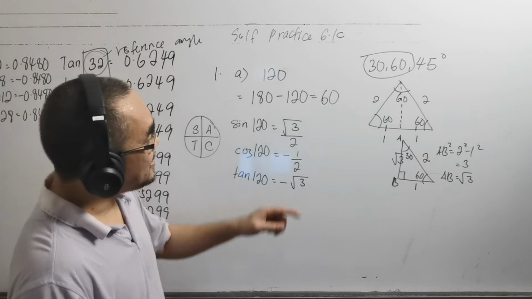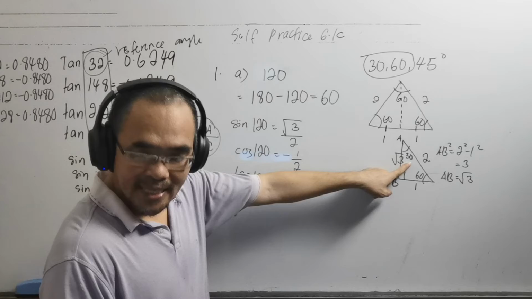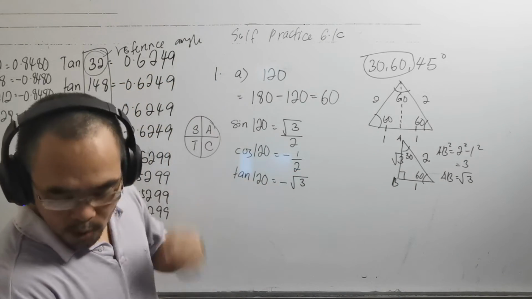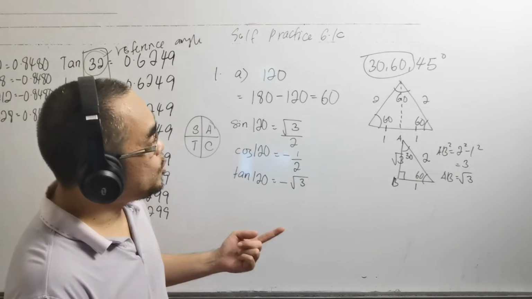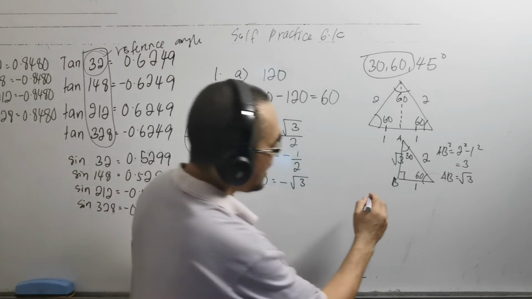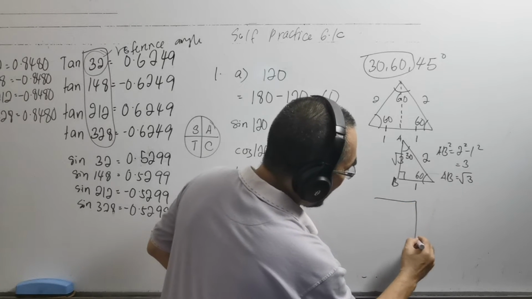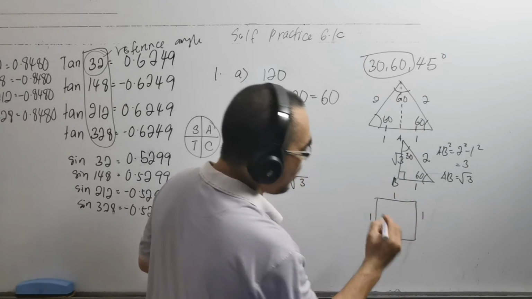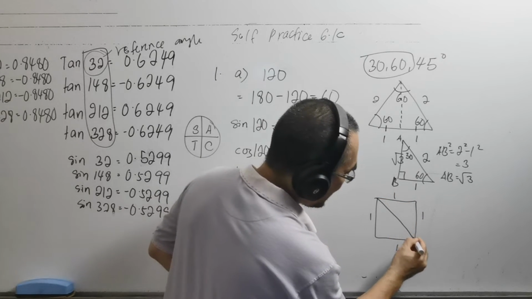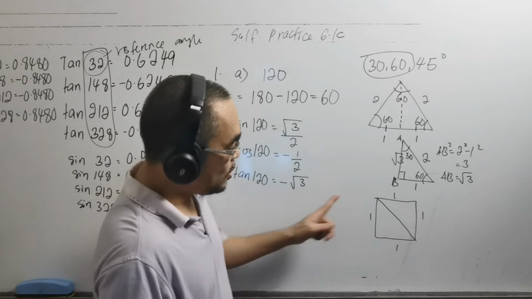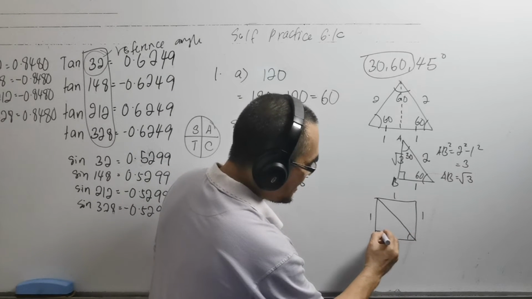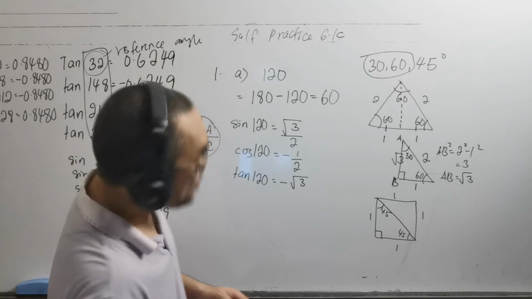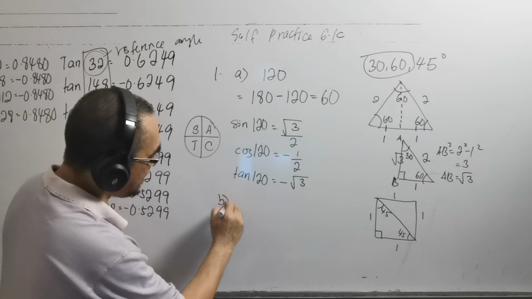Similarly, later if you want to refer to 30, it's like this also. But if you want to refer to 45, you have to build another one, that is a square of side 1. Then you cut it into 2 equal parts. You will find that the angle here, this is 90, will be 45. This is also 45.